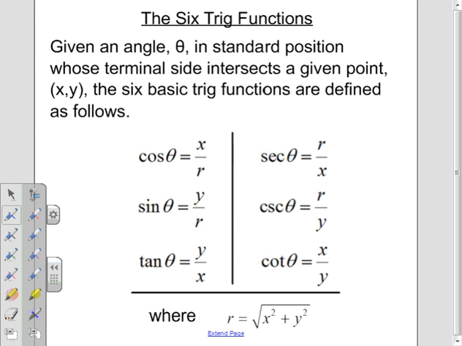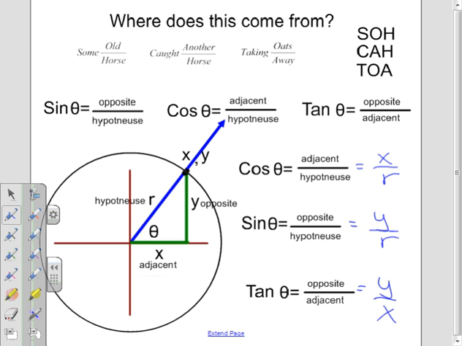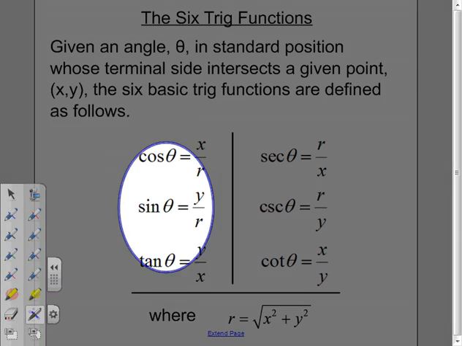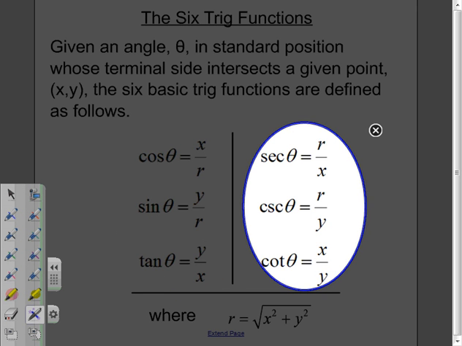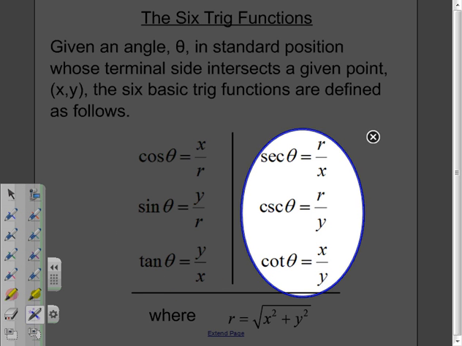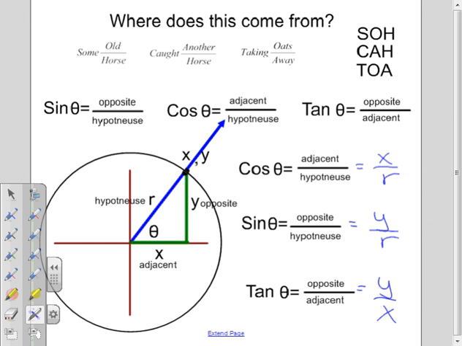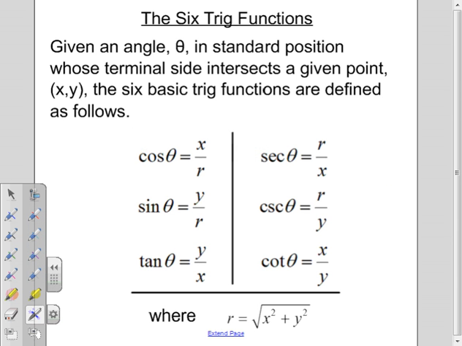Well, that talks about where the SOHCAHTOA is involved, and it's sine, cosine, tangent, and then it's not too much of a stretch for you guys to see that if you just took those three laws and made reciprocals, you would get related laws that have different names, okay? So that is where this idea of SOHCAHTOA, some old horse caught another horse taking oats away, which is right triangle phenomenon work in geometry. Then when we put it in the xy plane, you get trigonometry, and the laws are defined this way.